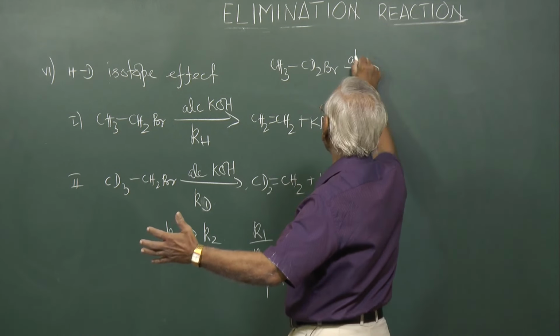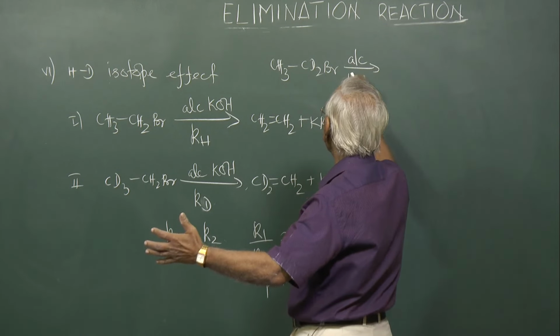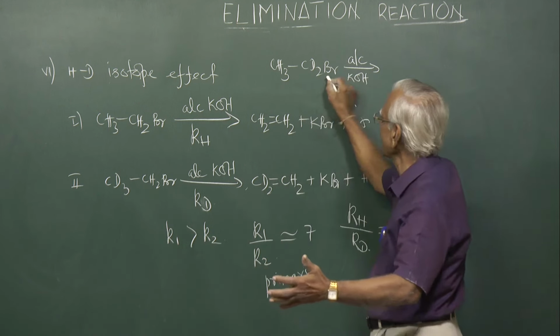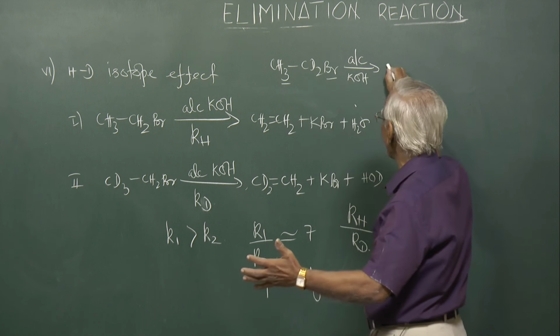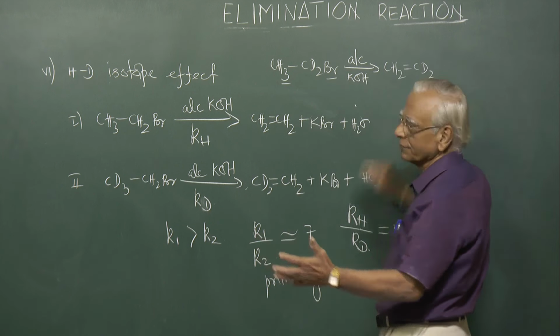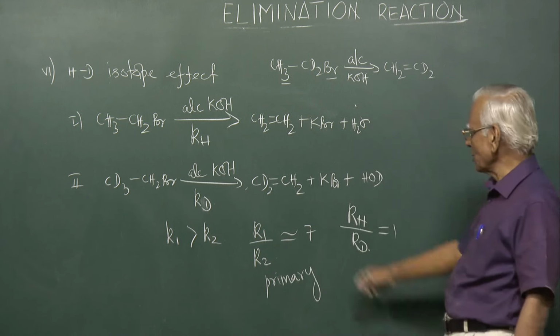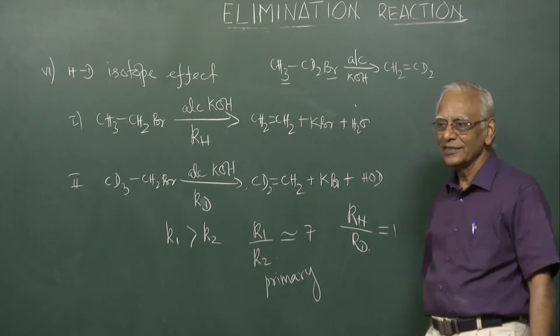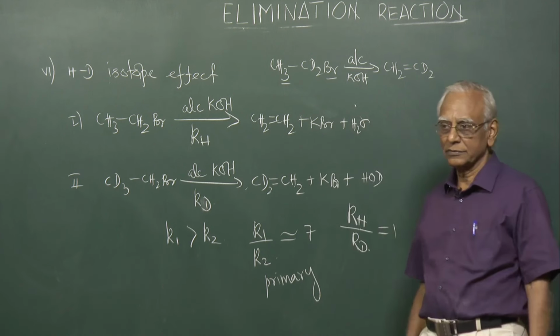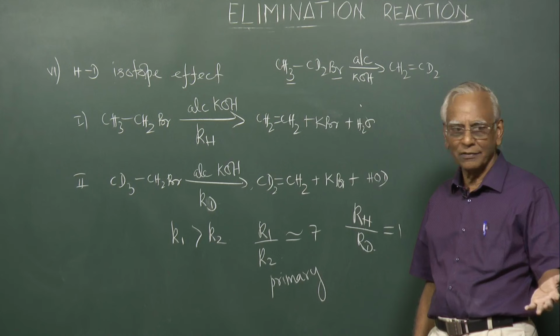What happens when this compound is reacted with KOH? What should be the product? A bromine from here and hydrogen from here. The product should be CH2 double bond CD2. Here also CH2 CD2. Same product but different starting material. What is the difference?